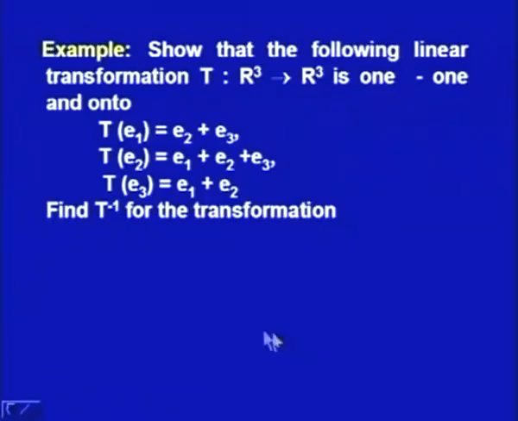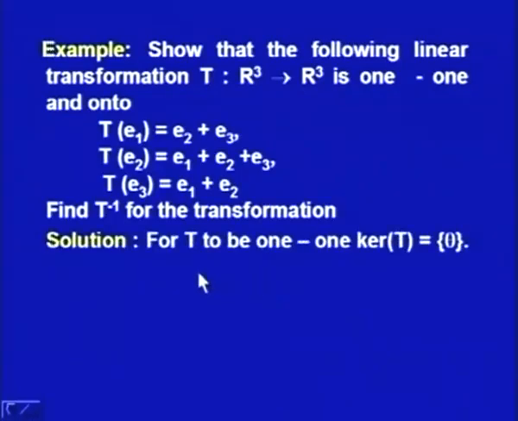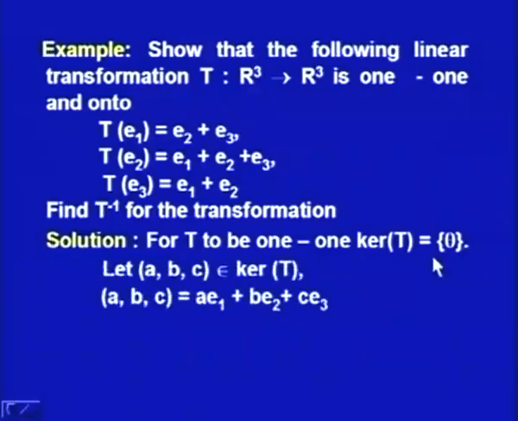Now, in this example, we will show that the given linear transformation is 1-1 and onto, and if it is 1-1 and onto, then we will find its inverse also. To start with, for T to be 1-1, its kernel T should be theta. That is how we prove that T is a 1-1 transformation. So, let us consider an element (a, b, c) belonging to kernel T. We will prove that (a, b, c) actually has to be 0 if it belongs to kernel T, and only then T inverse may exist.